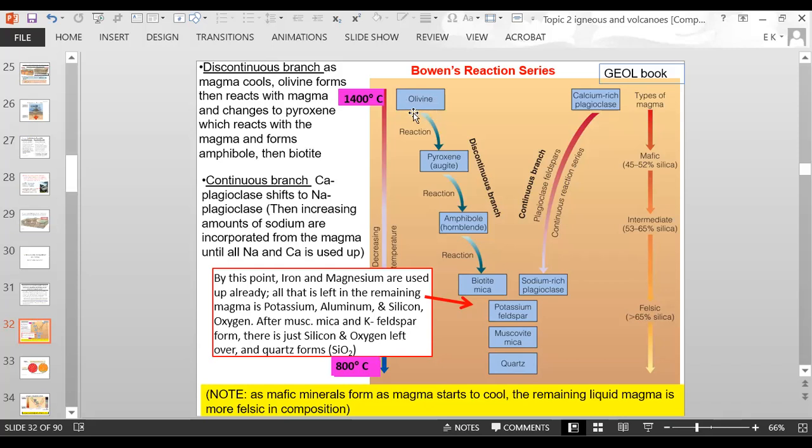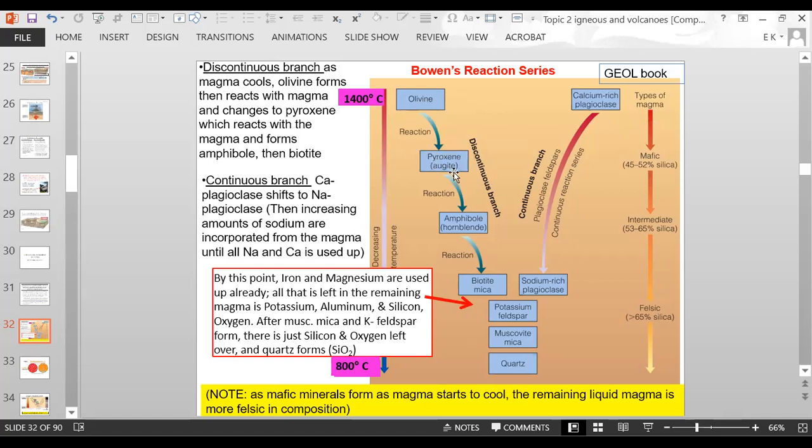Now, some of the olivine crystals are going to react with the rest of the liquid magma, and you have a chemical reaction, and then you start to form some of this mineral called pyroxene or augite. So the olivine, you're going to have some olivine still there, and then you'll have some pyroxene. So when you go across, it says mafic magma. Okay, so we start out with a mafic magma.